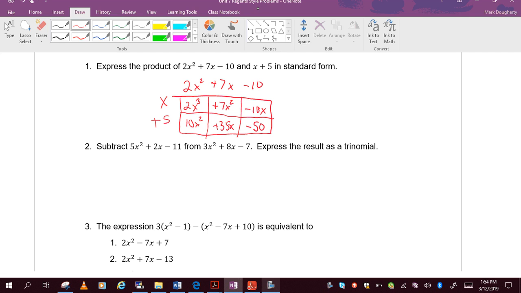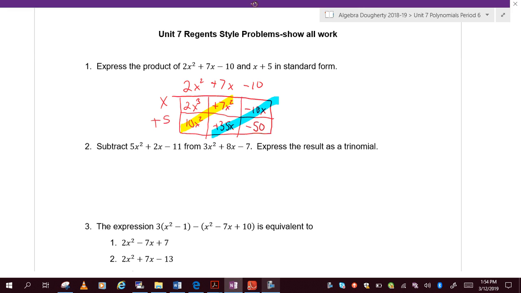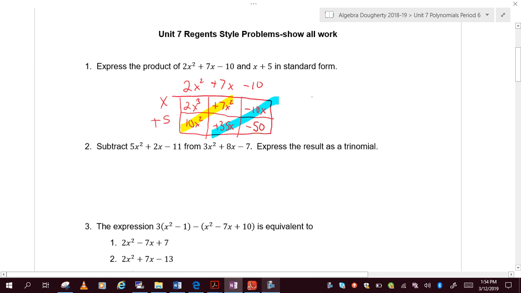I personally see it's much easier to get my terms that can be combined. They seem to line up nicely here. So I will write them out to the side here as 2x cubed plus 17x squared plus 25x minus 50.